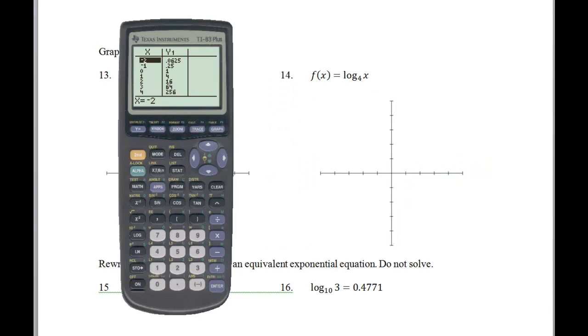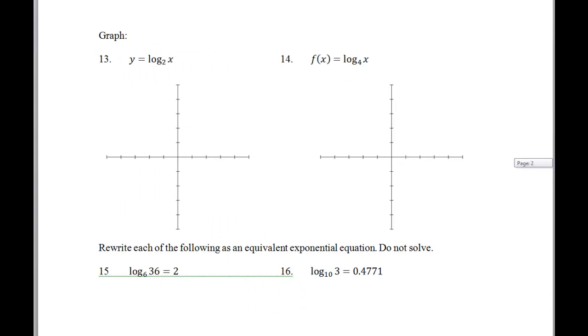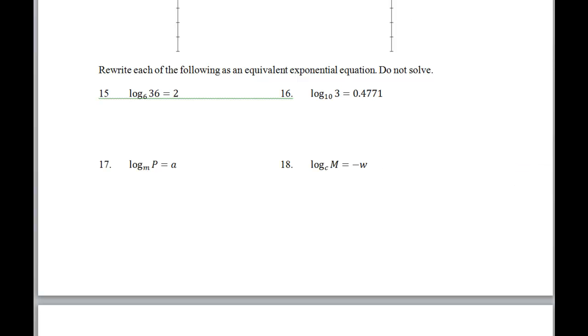Okay, we got some problems to rewrite but not solve. So let's go and look at how these will be rewritten here. These will go pretty quickly because we have to write them as exponential equations. So 6 to the second power is 36. Yeah, that seems right.